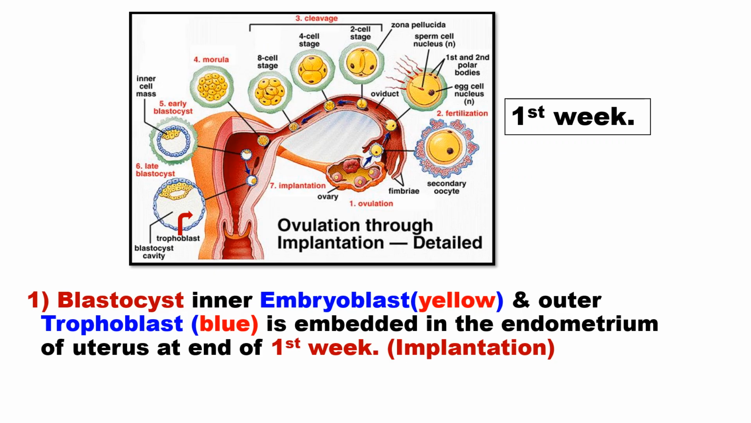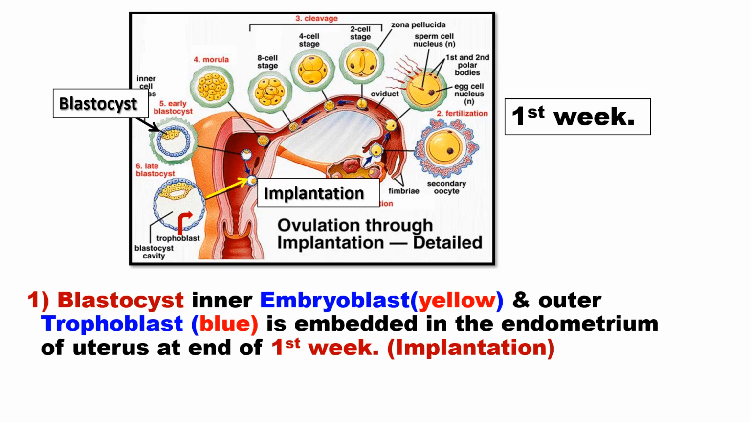So coming to the development of the placenta by the end of first week. Blastocyst with inner cell mass, that is embryoblastic cells, which is yellow in color, and outer cell mass, which is blue in color, is embedded into the endometrium, and this is the implantation which occurs at the end of first week of development.